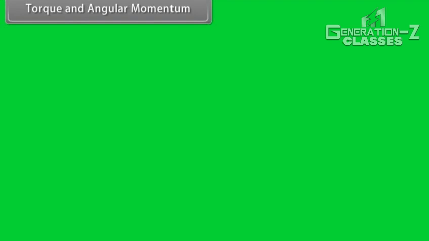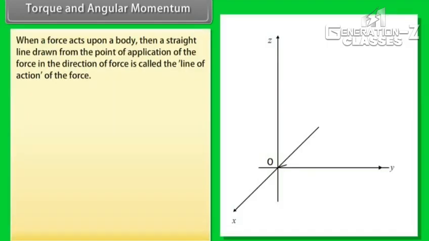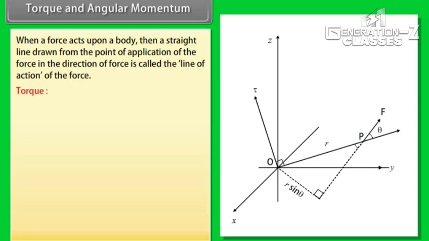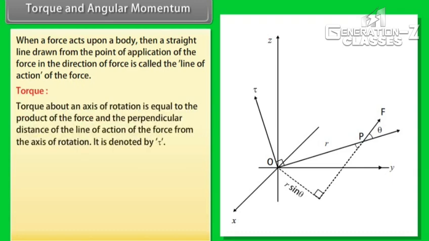Torque and angular momentum. When a force acts upon a body, then a straight line drawn from the point of application of the force in the direction of force is called the line of action of the force. Torque about an axis of rotation is equal to the product of the force and the perpendicular distance of the line of action of the force from the axis of rotation. It is denoted by tau. Tau vector is equal to the product of F vector and r vector.